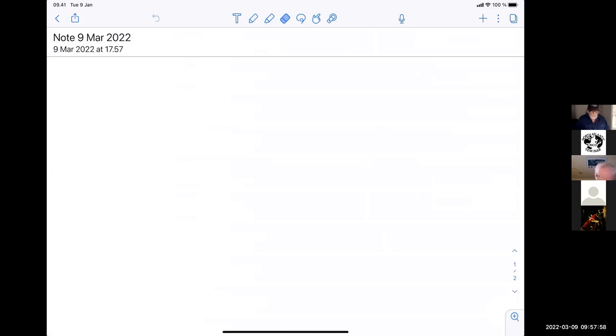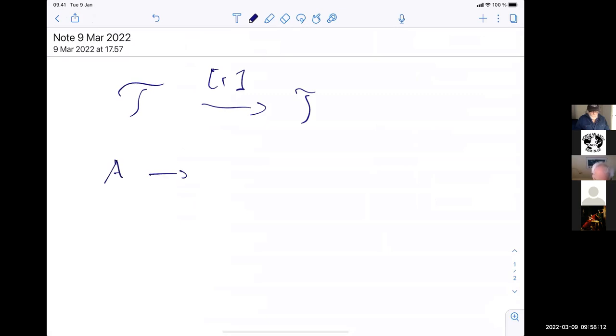So I've got this category T. I have two things. First of all, there's a shift by one, which takes a C star algebra A and maps it to C zero R tensor A. That's suspension. It's a self-equivalence of the category, because of Bott periodicity. And then there's the exact triangle.